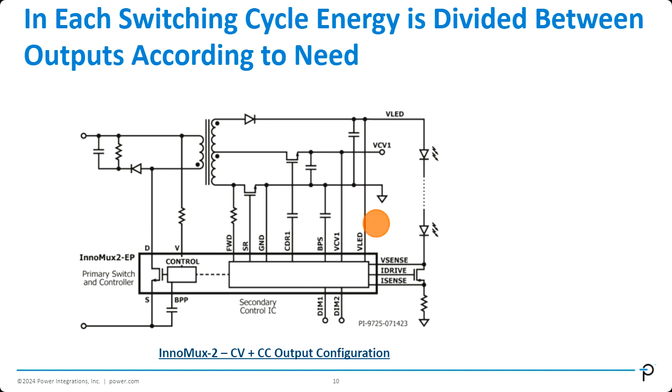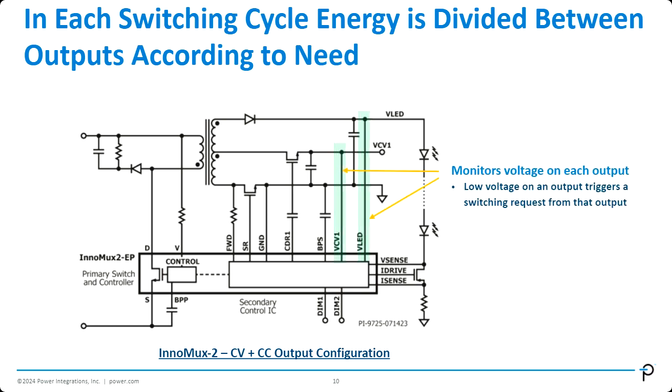This is an overview of the InnoMux-2 circuit, where we have a constant voltage output here and a constant current output here. Like I said earlier, InnoMux-2 works differently than other flybacks in that it only steers power to the output that's requesting it. So how does it achieve that?